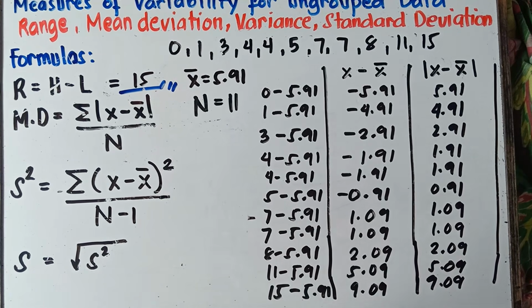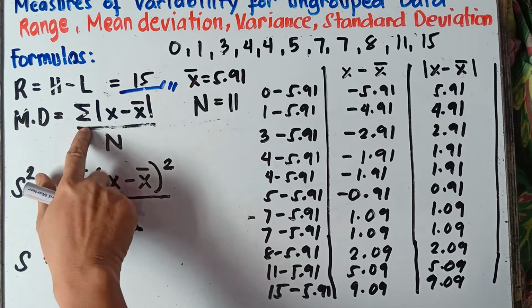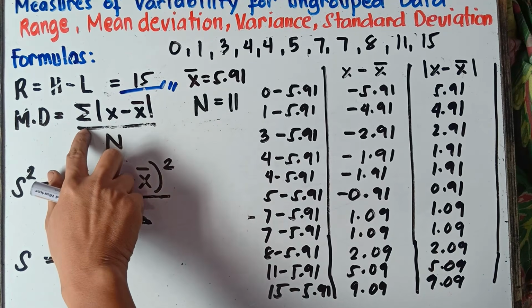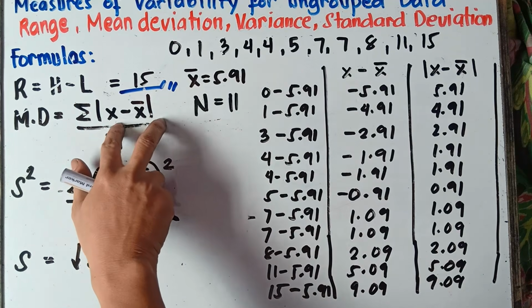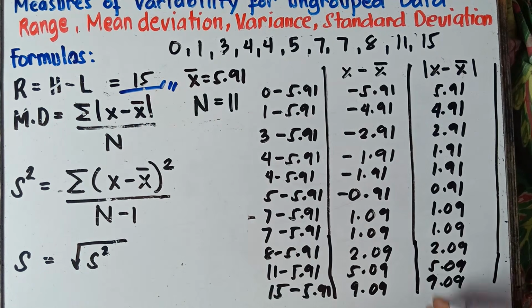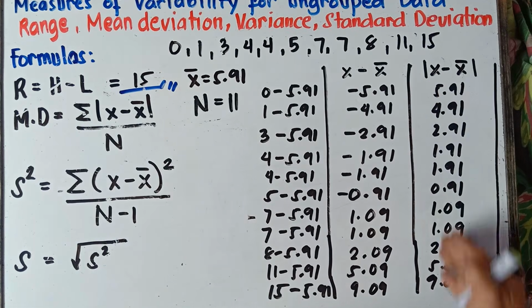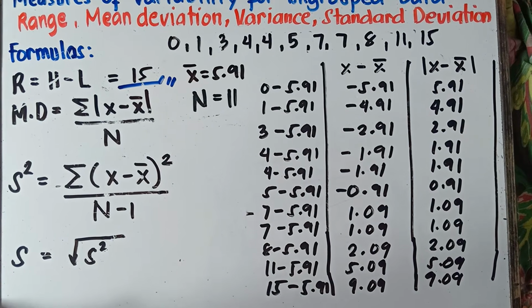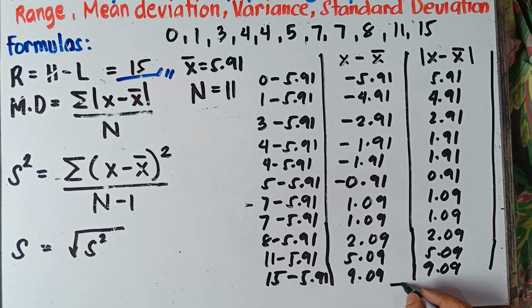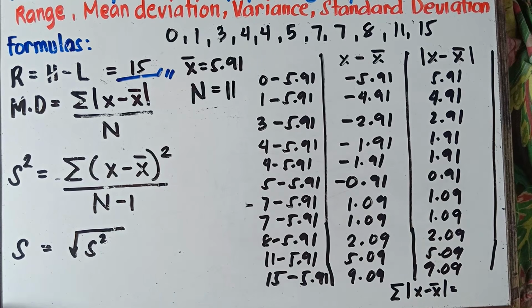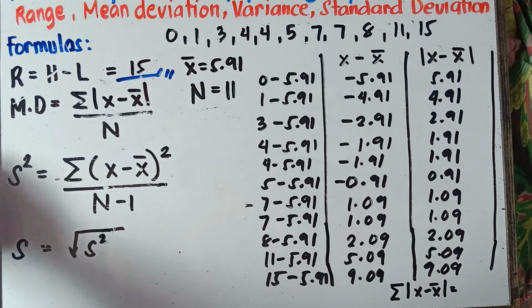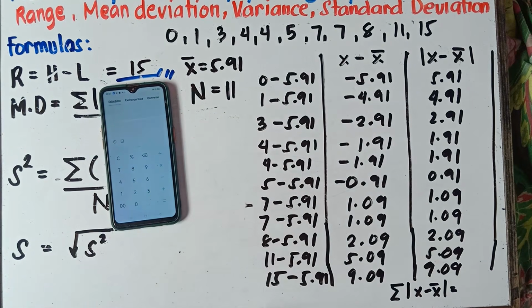Alright, almost done, class. So we need to get the summation of our answer. Once again, the summation of the absolute value of x minus the mean. Simply add this one, class. Once again, class, the sigma means summation. So the summation of the absolute value of x minus the mean is equal to, simply use your calculator. Let's do it step by step.